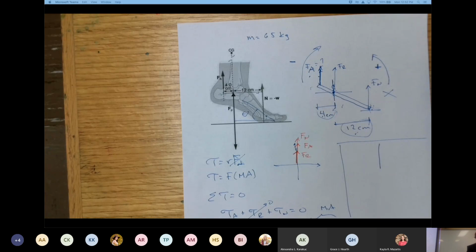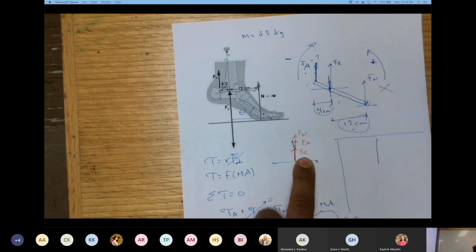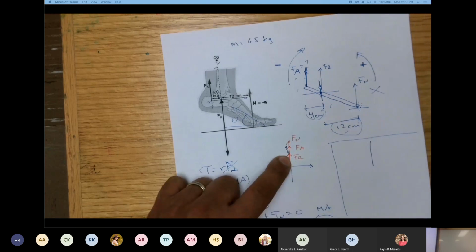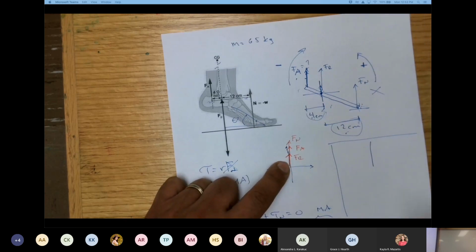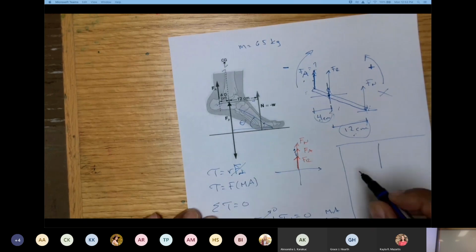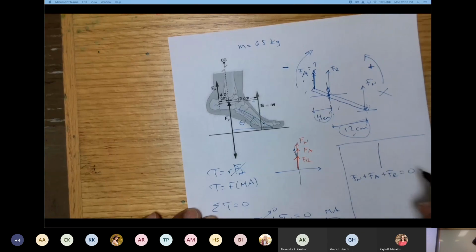Because everything has to be 0, if we don't have components in X, that means the reaction force doesn't have any component in X. So the reaction force is only going to have a component in Y. So in the Y direction, I'm going to have the normal force plus the force of the Achilles tendon plus the reaction force, and that's going to be equal to 0.